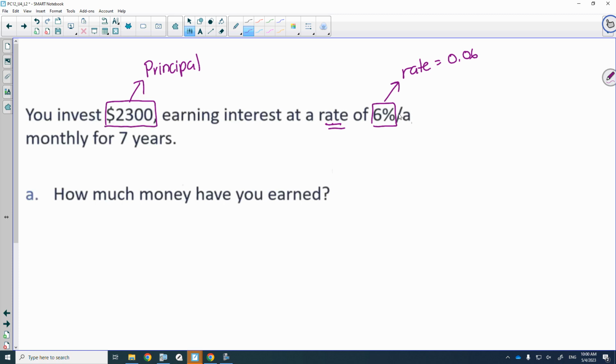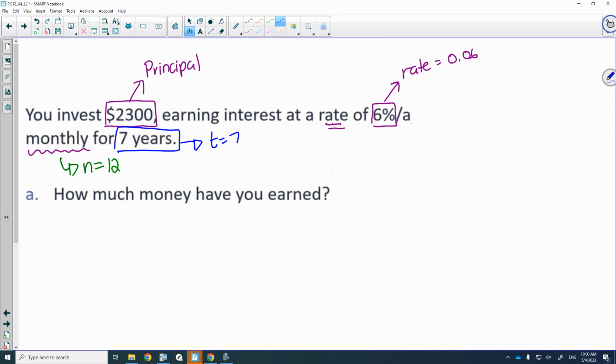Then it says it's going to be compounded. We're going to earn interest 6% monthly. They're going to compound it monthly. So because they say this word monthly, what that means is my compounding periods, which is n, how many times is the bank going to pay me interest? 12. Every month they're going to give me a bit of interest. And then this is my time for 7 years.